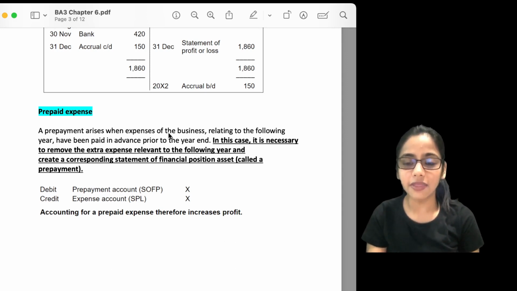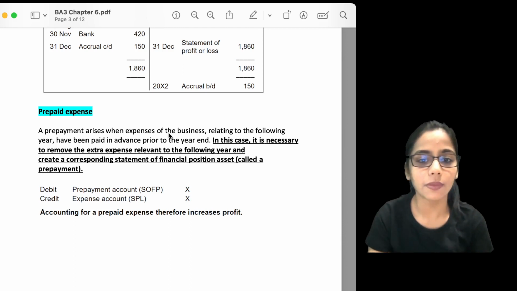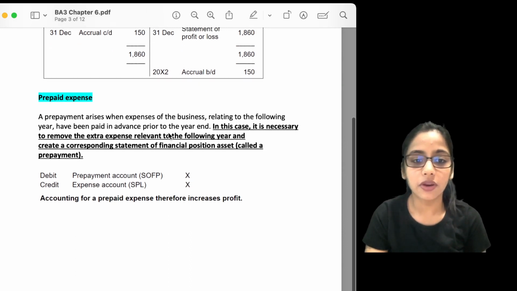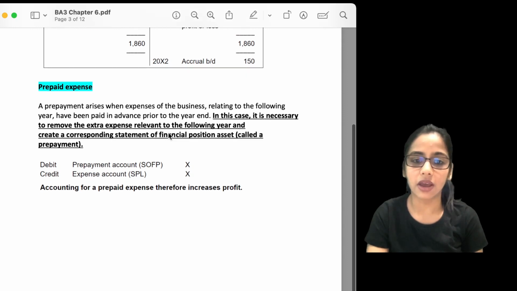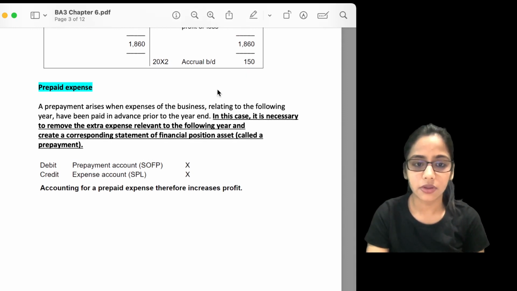Even in an entity, they prepay some expenses and then take the benefits of that in future. So this will be considered an asset to us because we already prepaid for the expenses, and this will increase our profit since the expense was already paid. So here we will debit our prepayment account in the statement of financial position, and it will appear on the asset side of the balance sheet, and we will credit our expense account.